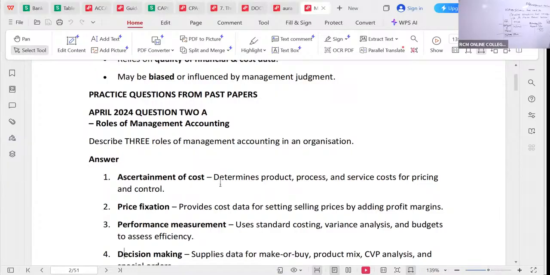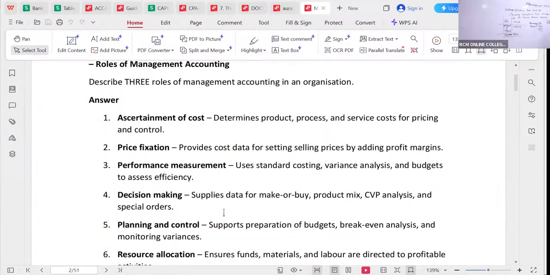The management accountant will be able to determine product, process, and service costs for pricing and what here, somebody? Control. Number 2, price fixation. Provides cost data for setting selling prices by adding profit margins. Then number 3, we have performance measurement, uses standard costing, variance analysis, and budgets to assess efficiency.